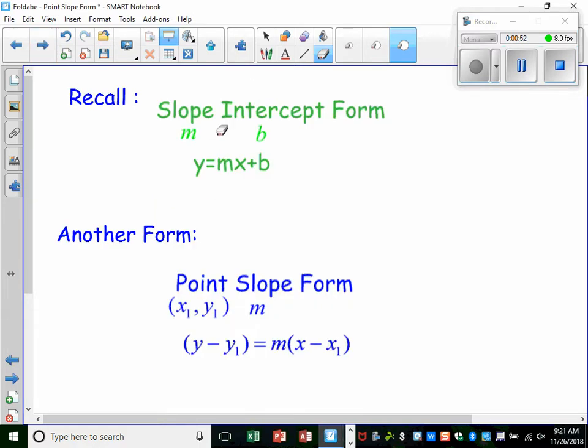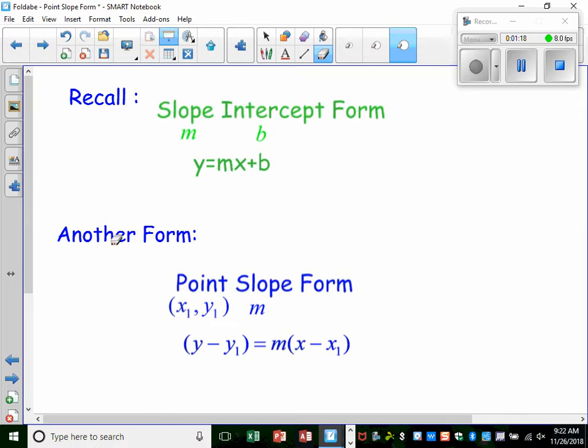Now, recall what we already know. This is what we already know. This is the form we've talked about for the past couple of weeks, slope-intercept form. And basically, y equals mx plus b is slope-intercept form. M represents the slope in this form. B represents the y-intercept. Okay, that's what you just had your last test on, slope-intercept form.